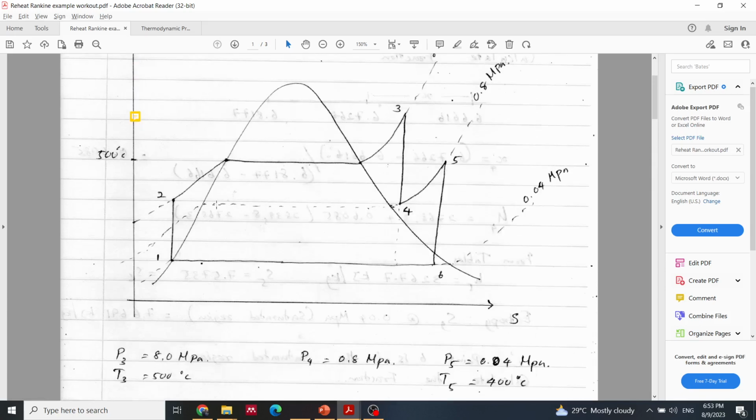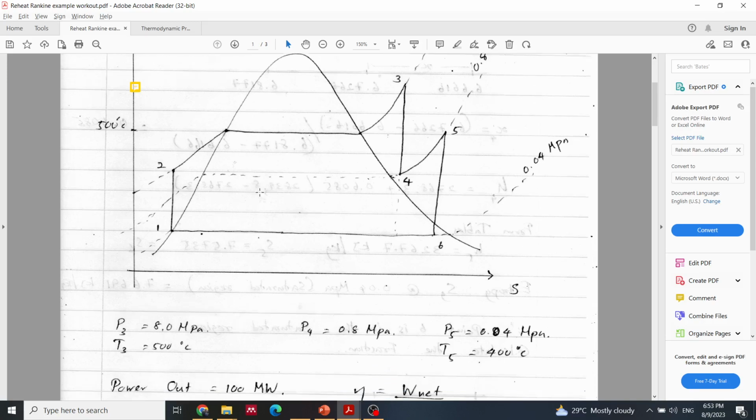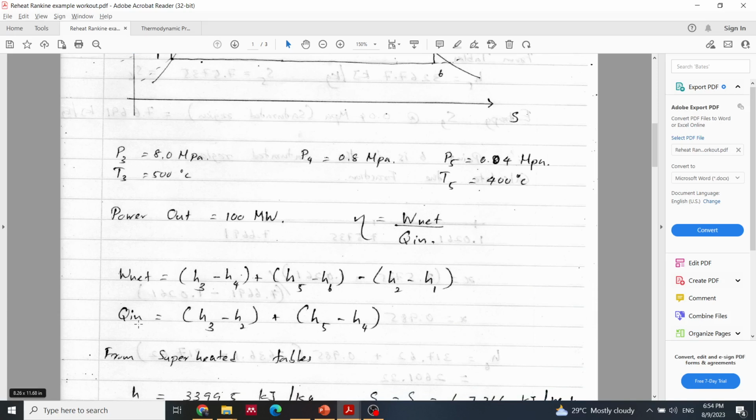So we have two parts where we add heat. 2 to 3 is one part where we are adding heat, and 4 to 5 is again the reheat, where we add heat to the steam. So with that we can define Q in as H3 minus H2 plus H5 minus H4, right?